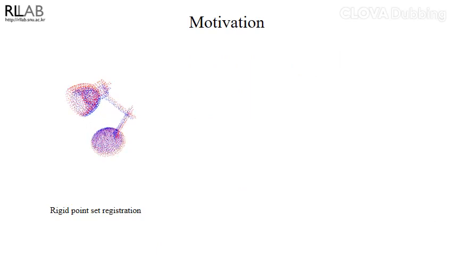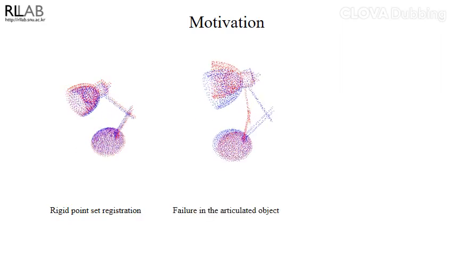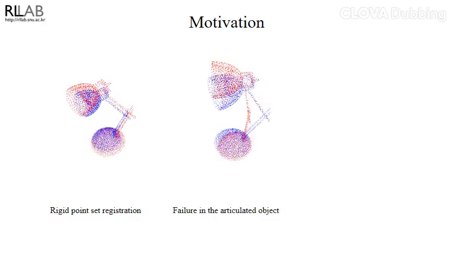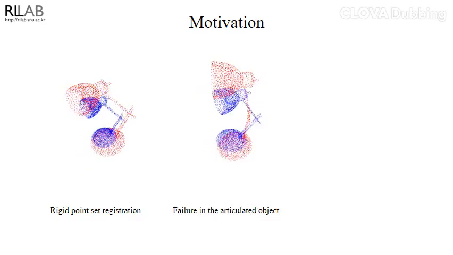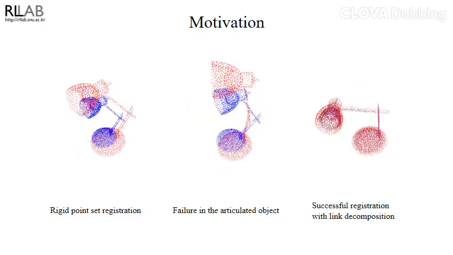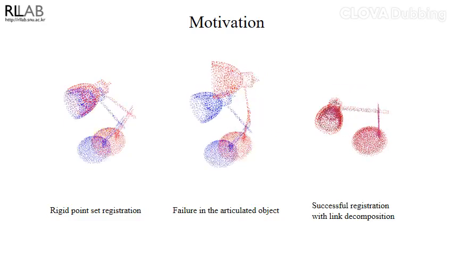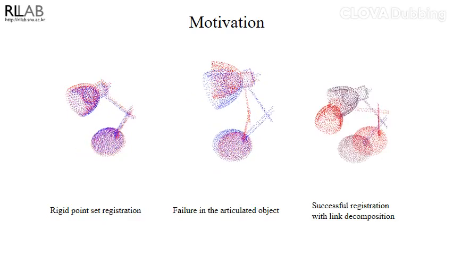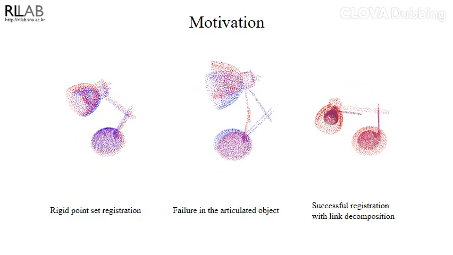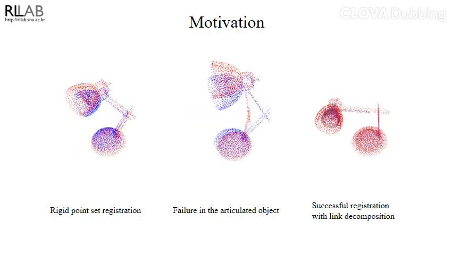When two point sets of a rigid object are given, we generally use a point set registration method to find the transformation between the two point sets. However, for two point sets of an articulated object with different configurations, the existing rigid point set registration method would fail in aligning the two point sets. If we can decompose the source point set into several links and apply different transformations to each link, we can successfully align the two point sets. In summary, we find the decomposition of articulated objects by aligning point sets.